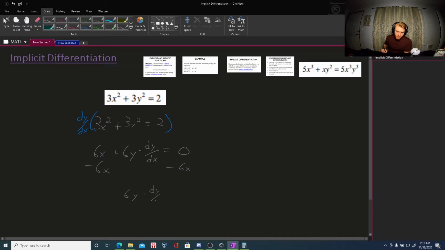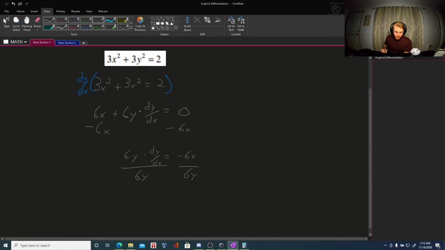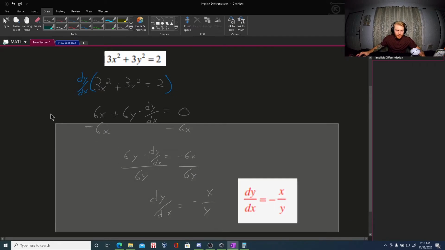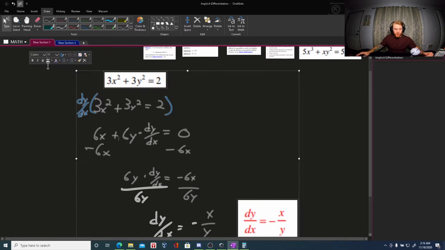and then 6y times dy/dx equals negative 6x. Divide by 6y on both sides. And remember to simplify here. So we'll just have dy/dx equals negative x over y. Our answer, dy/dx equals negative x over y. Same answer from the worksheet, so all good on that one.